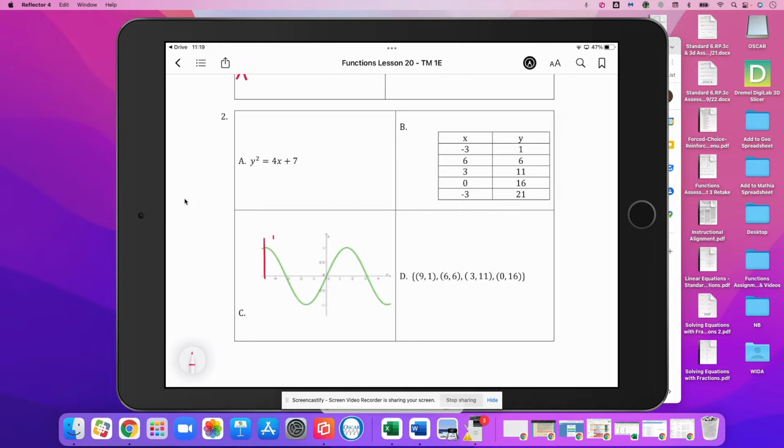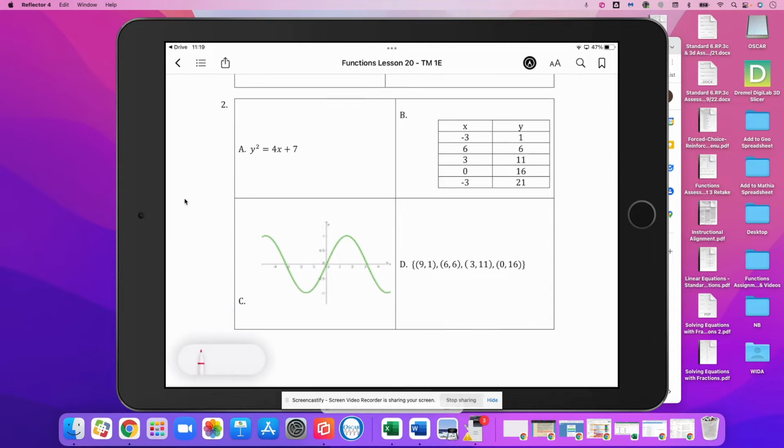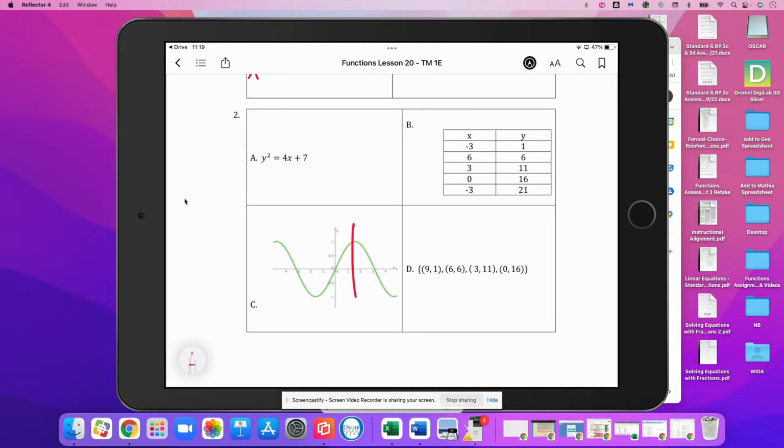At the next graph, you'll notice I can draw a vertical line wherever I want, and I only hit the green graph in one spot. So since I'm only hitting in one spot with any vertical line that I could draw, let's just use this line for instance. See how I only hit in one spot? I only hit right here. That's true for everywhere on that graph. So C is a function.